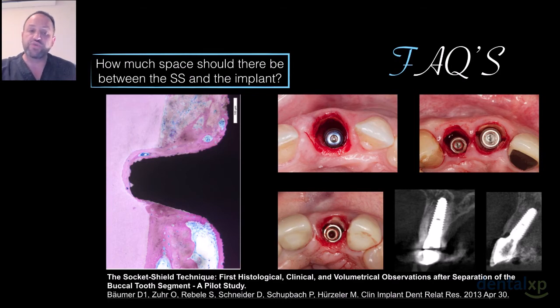But if I had my choice, my protocol would be to try and keep it as far away as possible from the socket shield as I can, to allow as much bone to form, and also to make sure that should there be a complication, that I have the implant in the ideal position for me to fix.